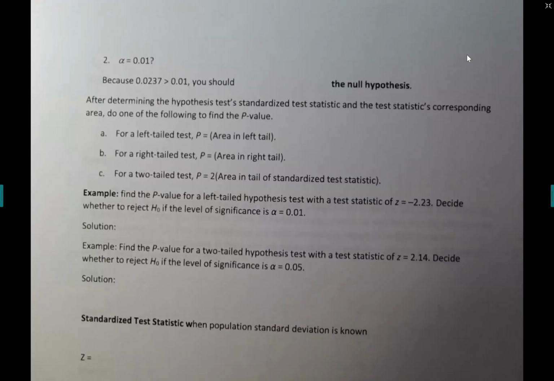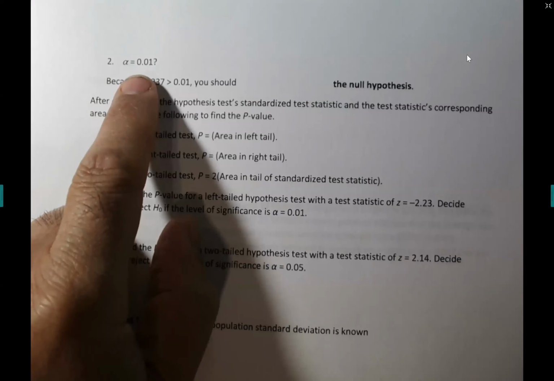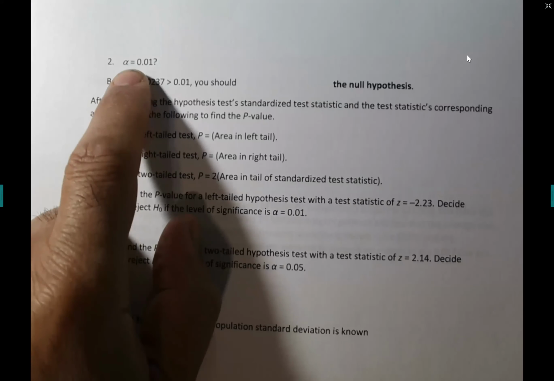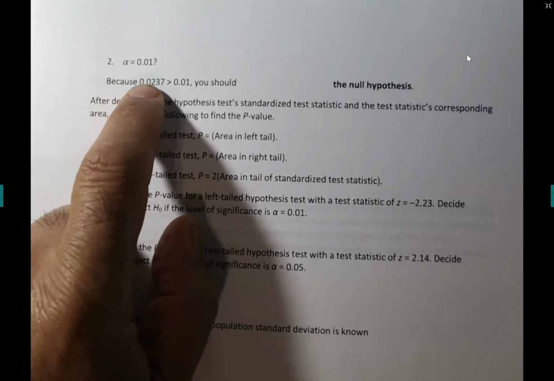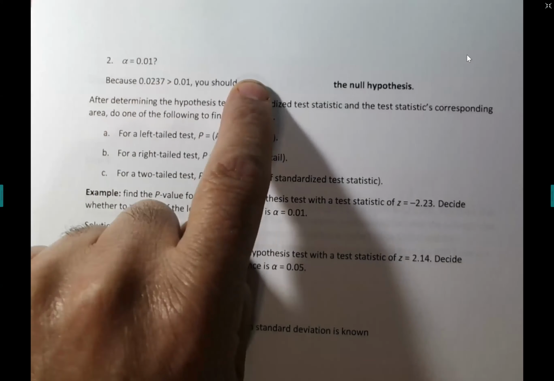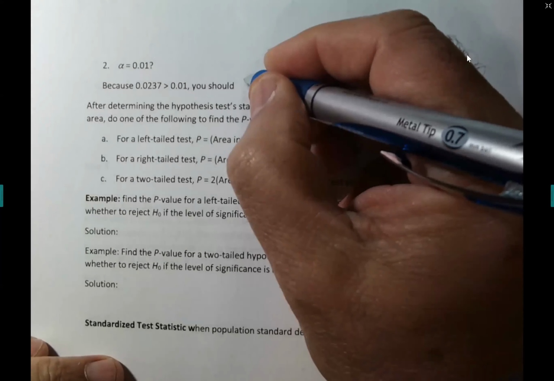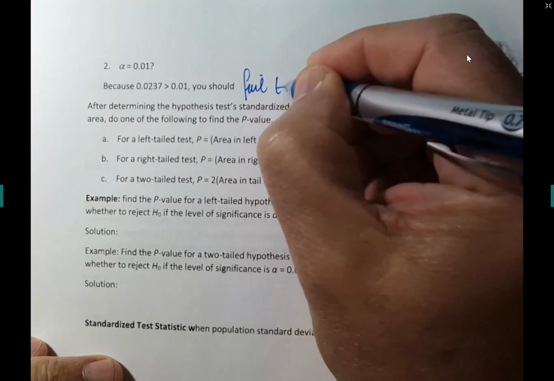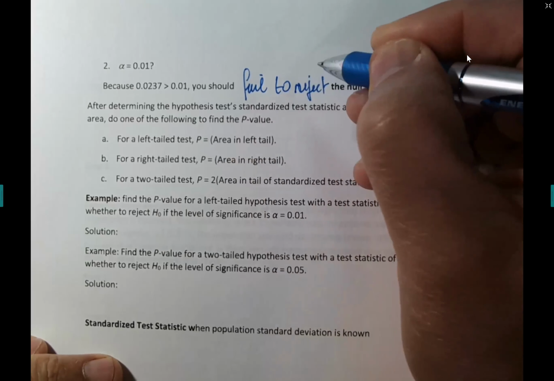Let's see the next one. Okay, now if alpha is 0.01, look what alpha makes a big difference, guys. Now alpha is 0.01. And do you guys agree with me? If alpha is 0.01, our decision is going to be reversed. 0.0237 is bigger than 0.01. You agree? So what would be the decision here? We fail to reject, or? Fail to reject H0, exactly.